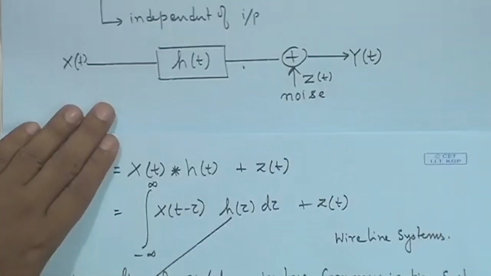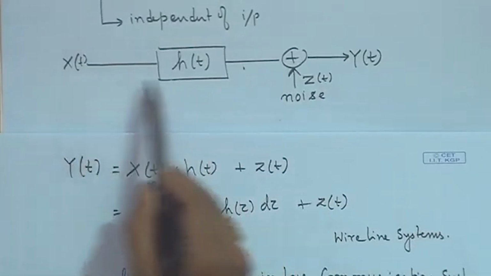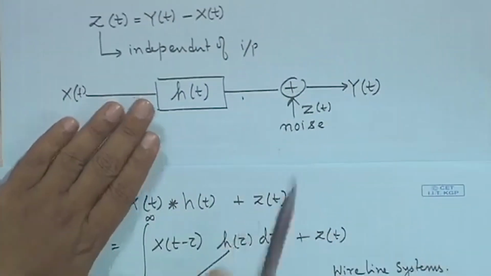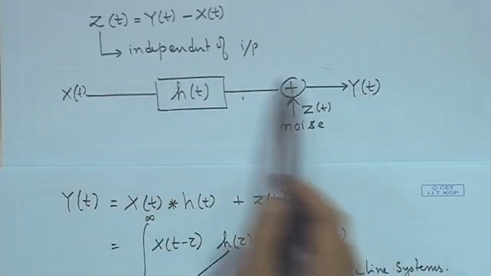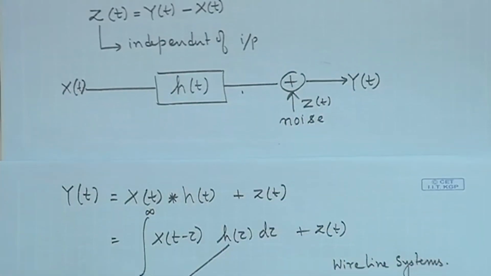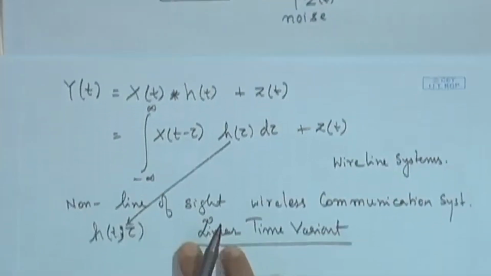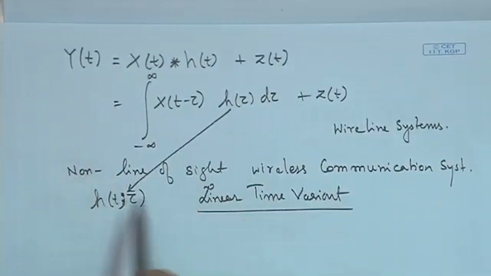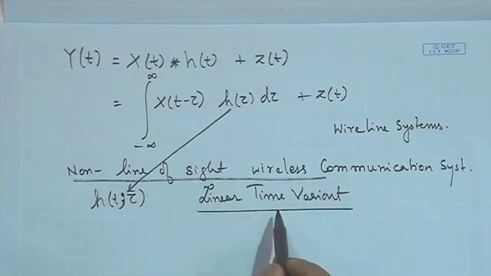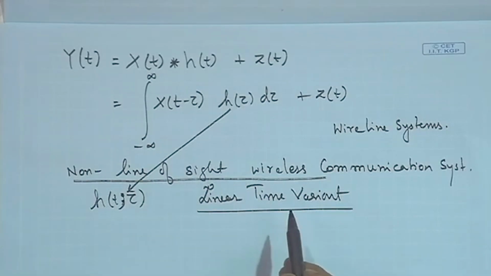Before you get into this, it is important to understand systems with an AWGN like model as in this picture. Then LTI like systems will be mostly what we restrict ourselves to, and once you are quite familiar and strong with these systems, then you can move on to study the non line of sight wireless communication systems, where these become linear time variant.